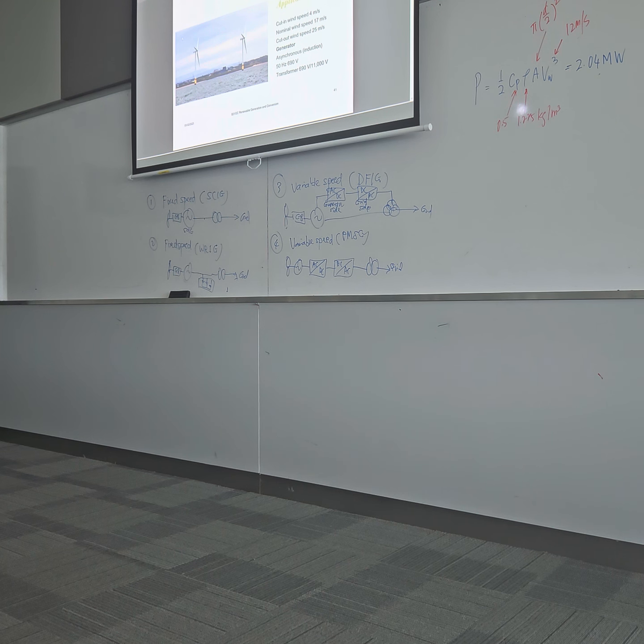It's an induction generator operating at 50 Hz at 690 volts. After they have generated the power, it will be connected to a transformer. So if you look back at the graph earlier, our connection earlier, there will be a transformer here to step up the voltage, in this case to 11 kV for the grid connection.